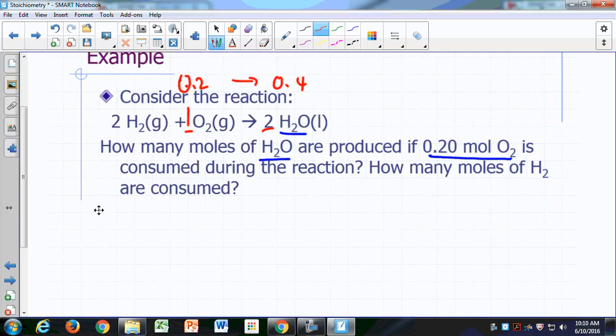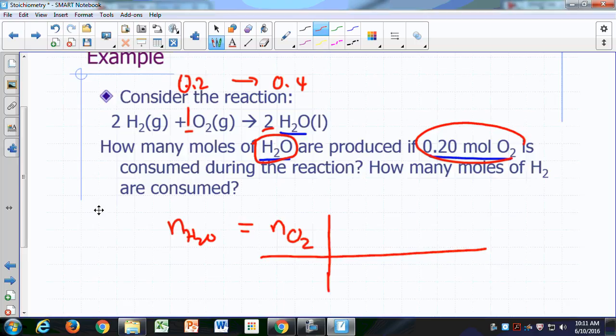Let's verify that. We can set it up this way. We can say moles of, you're looking for water, right? Moles of water equals moles of what we know, which is O2, times the conversion factor, which is given by the coefficients in the balanced equation, 2 waters for 1 oxygen, right? So times 2 moles of H2O over 1 mole of O2.